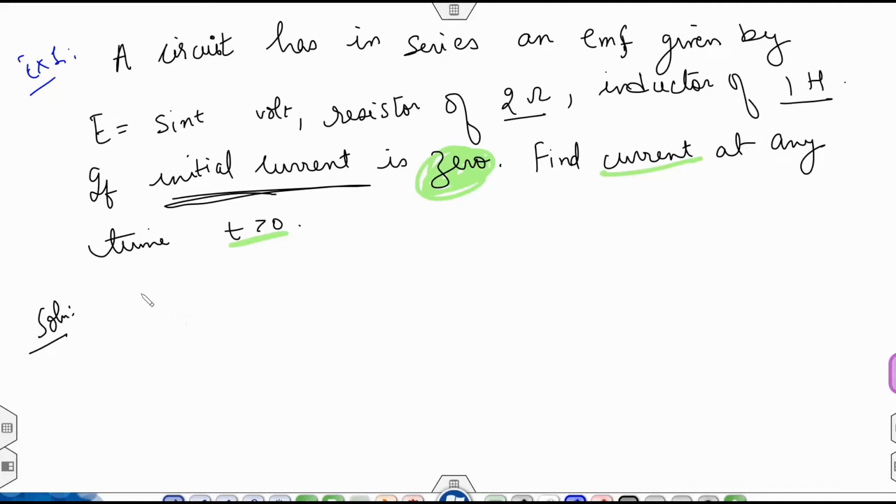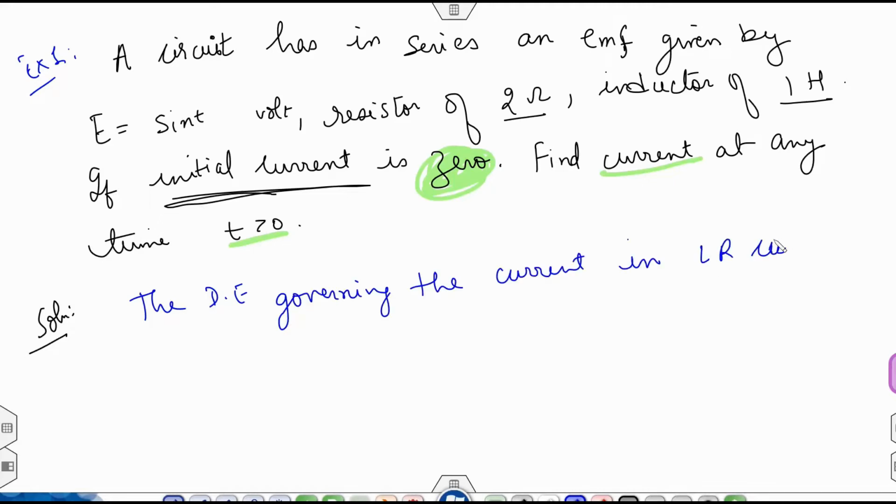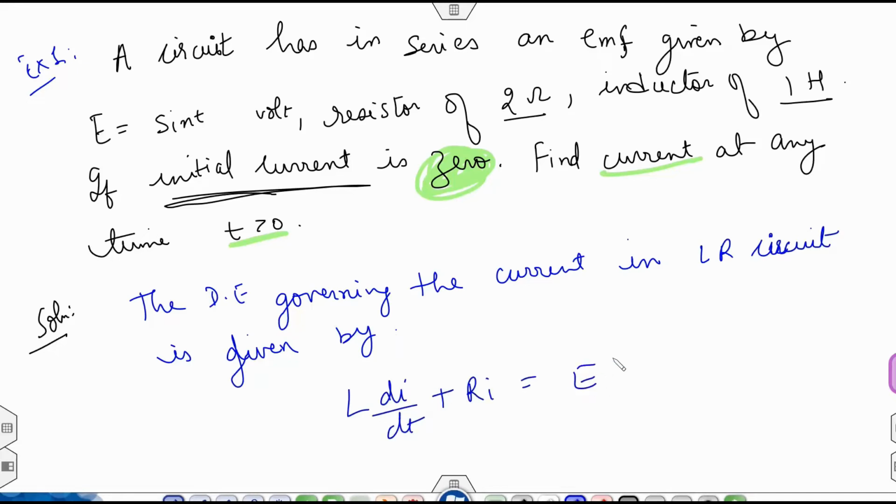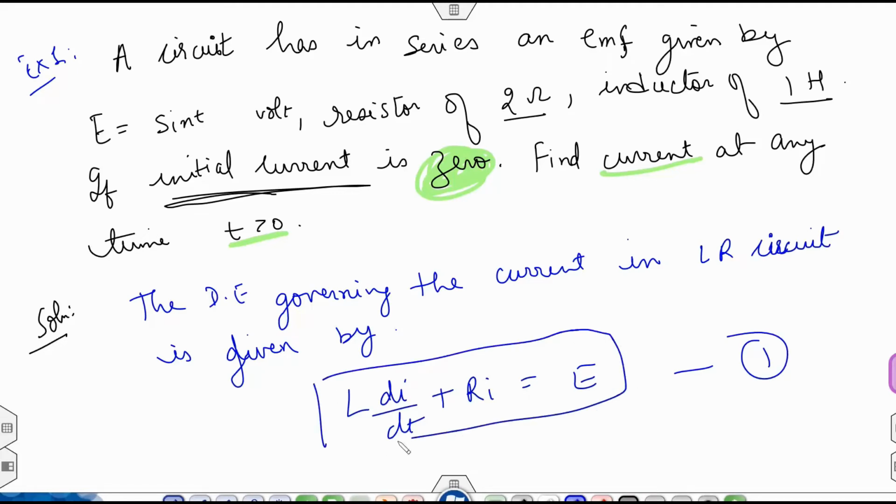So the differential equation governing the current in the LR circuit, because here C is not given, so I'll write the LR circuit, is given by L di/dt + Ri = E. This is my equation number 1. This is my governing differential equation.